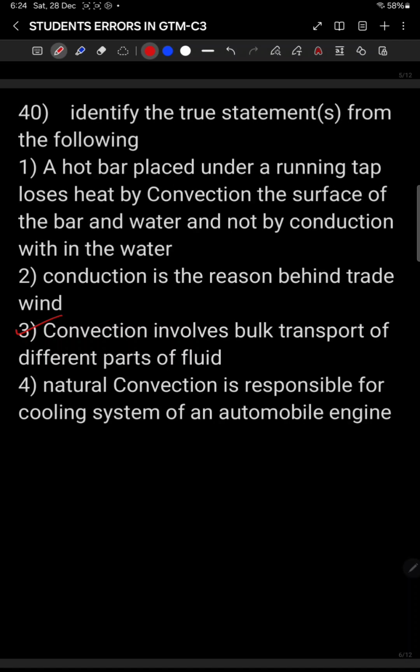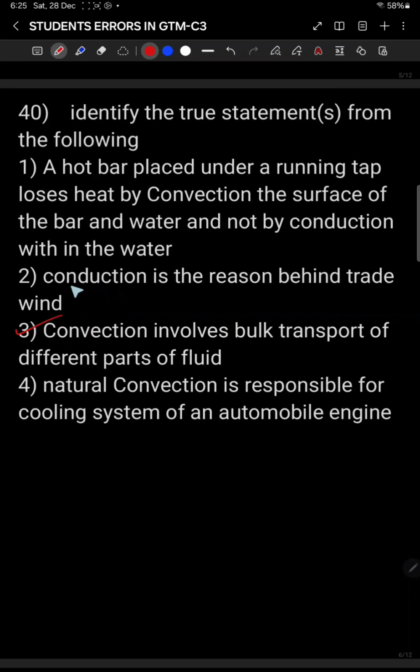Next question. A hot bar placed under a running tap loses heat by convection, the surface of the bar and water, and not by conduction within the water. So here heat loss is due to convection, they are telling, not by conduction. Here heat loss takes place due to both conduction and convection, both. So first option wrong.